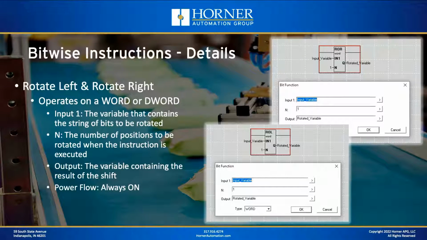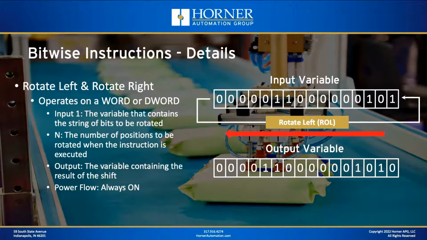Let's take a look at the bit pattern next. What happens is, in the case of a rotate left instruction, everything gets moved to the left, and then the leftmost bit gets rotated all the way around to the rightmost position. So there you can see the input variable at the top, and then at the bottom you can see the result after we shift everything to the left, including that leftmost position then rotating all the way back around to the right. So there's no loss of data here. And from a power flow standpoint, a rotate instruction always passes power flow.